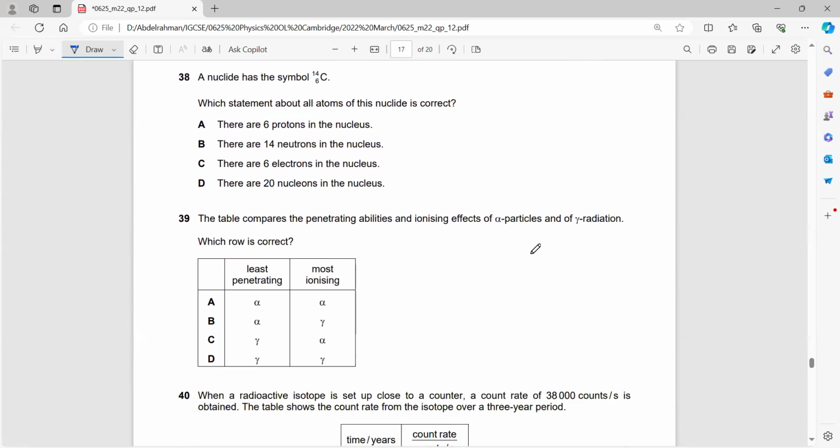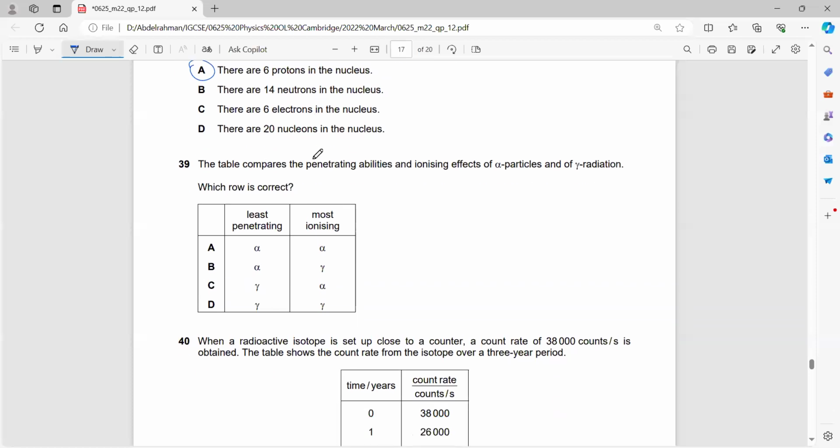38, a nuclide has a symbol. Which statement about all the atoms of this nuclide is correct? That's quite easy. It has to be there are 6 protons in the nucleus. 6 protons in the nucleus. Yep.